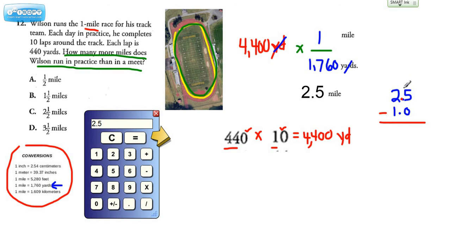And when we subtract these two things, you're going to see the answer choice. Now, this is going to be in decimal format. If you don't know how to turn it into a fraction, make sure you check some of the videos that I have posted on how to do that.